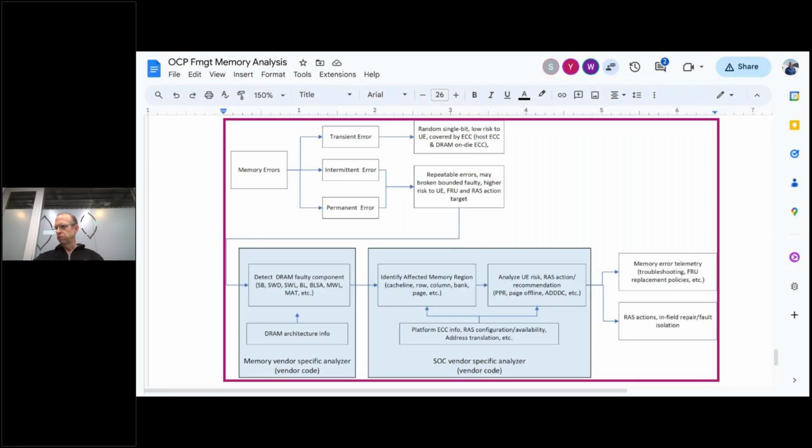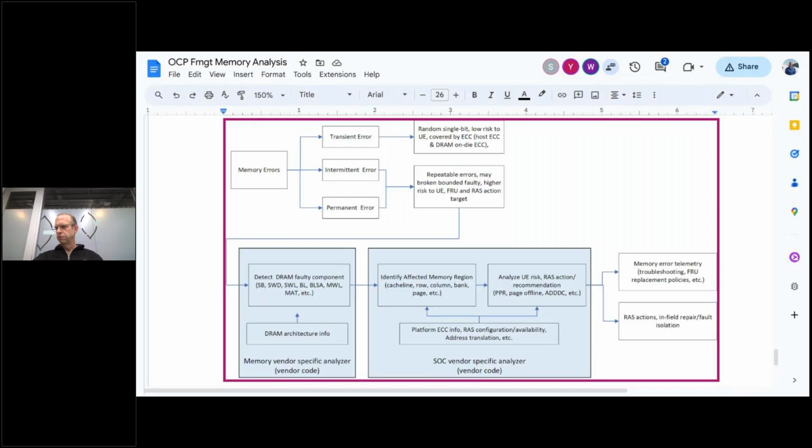We see that this part of the knowledge will come in as a memory vendor specific analyzer. There could be vendor code to do the component level analysis. Given that output, we also need a second part of the analyzer that will be relied on, which is the SOC vendor specific analyzer.